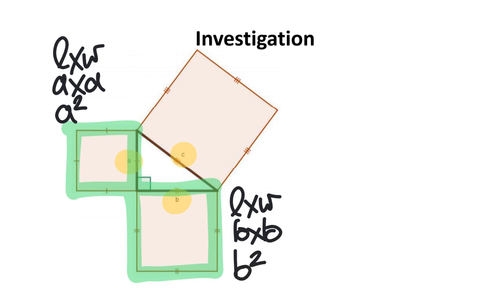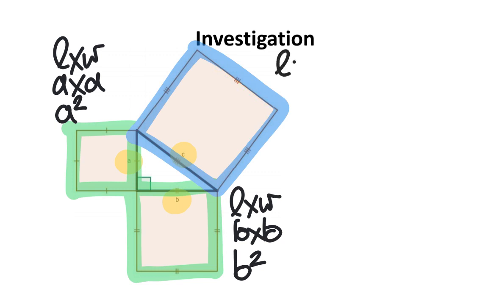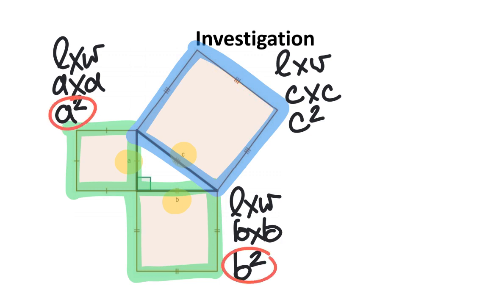And last but not least, we're going to be determining the area of this square. So again, we're going to start with length times width, which is the same thing as c times c, and anything multiplied by itself is c squared. As discussed beforehand, this plus this will equal that.